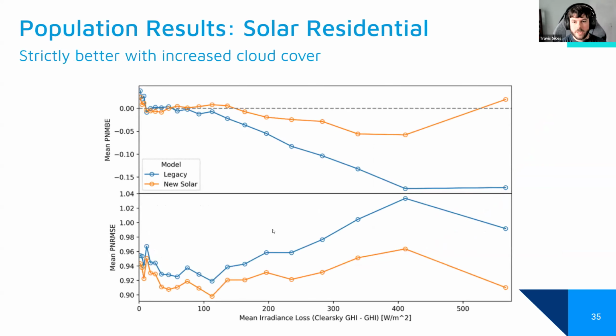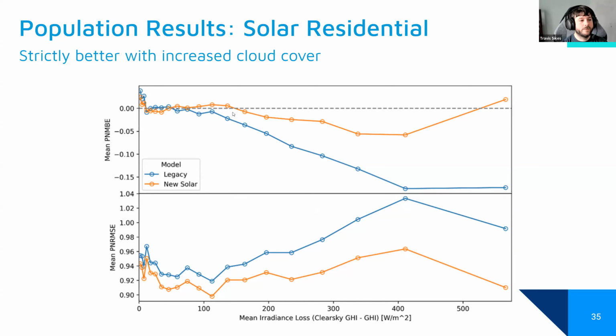Okay. Now we hit the key plots of this presentation, which are how are we doing on solar customers. So this is solar residential. The top plot here is PNMBE, so we're normalizing the mean bias error by the IQR, and this is the mean PNRMSE for these customers. The x-axis here shows the mean irradiance loss, which is how well do we do when it's sunny versus cloudy. So on the left here is very sunny, and on the right is very cloudy.